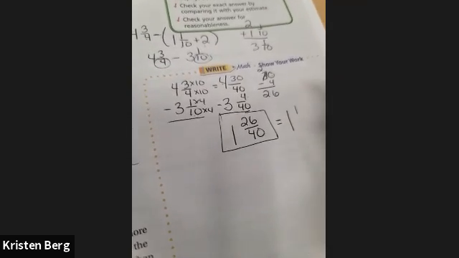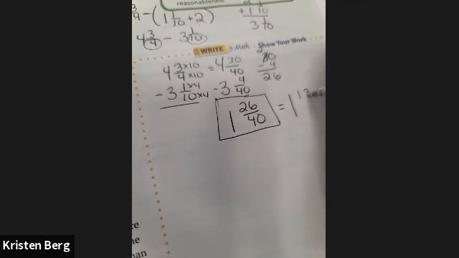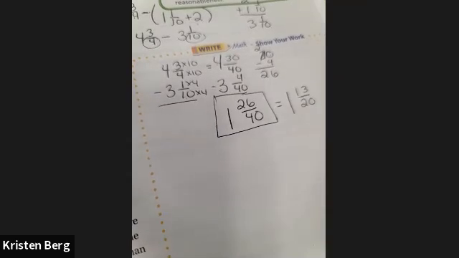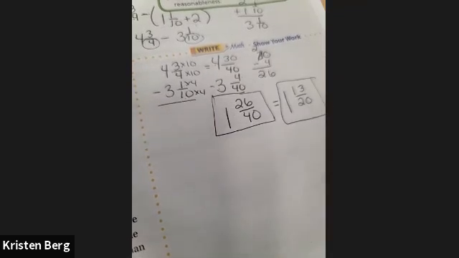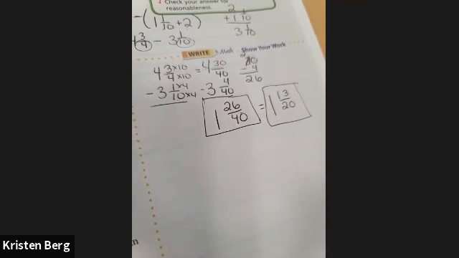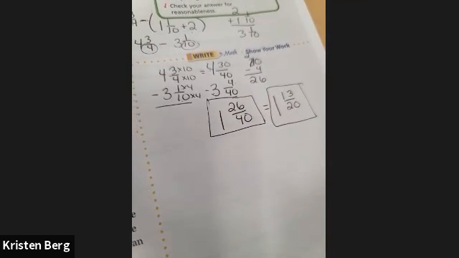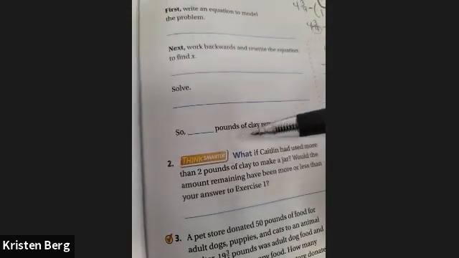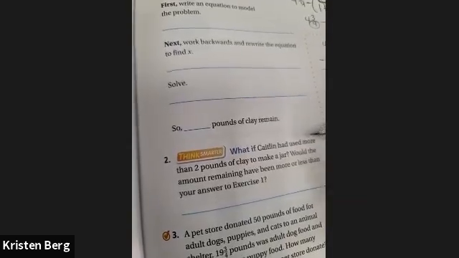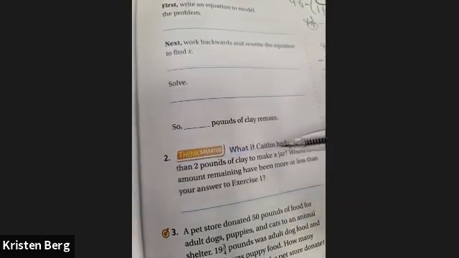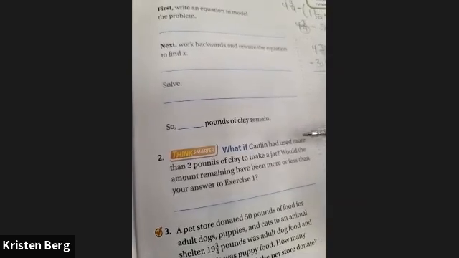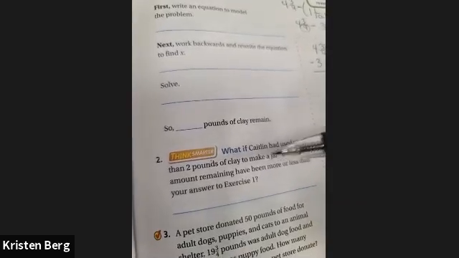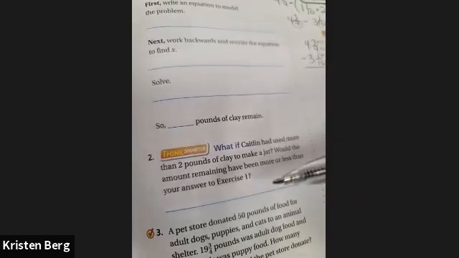Okay, sorry. This would be 1 and 13/20ths if you put it into 20ths. So this is one of the two answers to that. Okay, so the next thing says, well, what if Caitlin had used more than 2 pounds of clay to make a jar? Would that amount have been more or less than your answer in exercise 1?